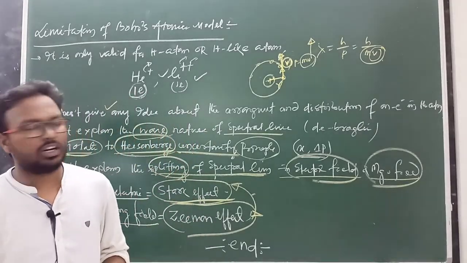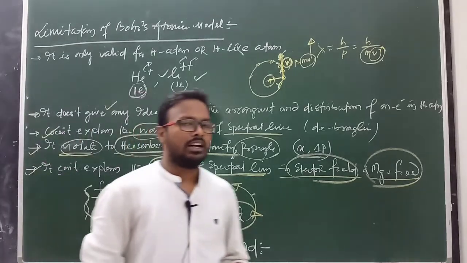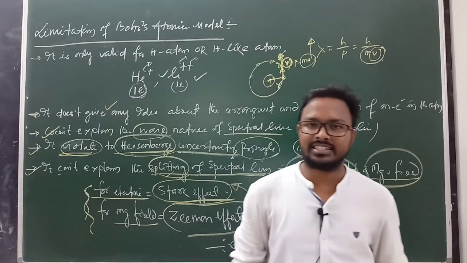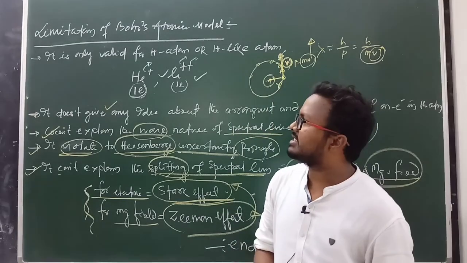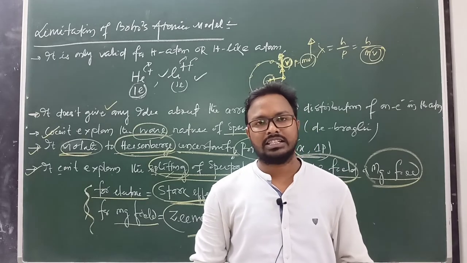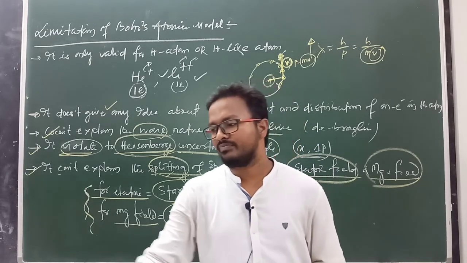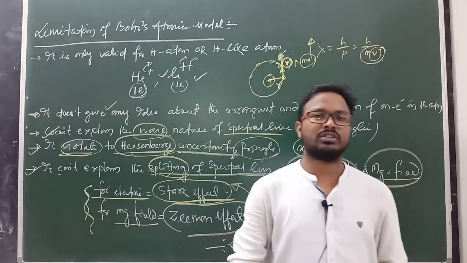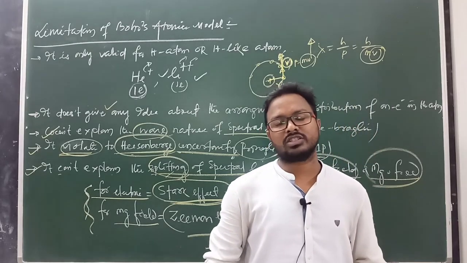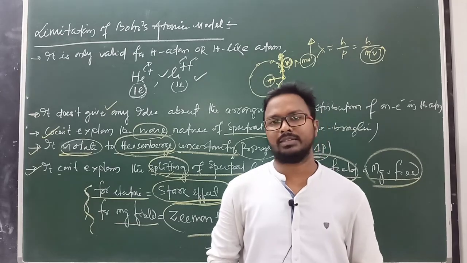Clear? So these are all about the hydrogen spectrum, different types of series or transitions of series, and the limitations of Bohr's atomic model. You have to remember this formula, the postulates of Bohr's atomic model, and Rutherford's atomic model. This is a most important long question for your council examination.